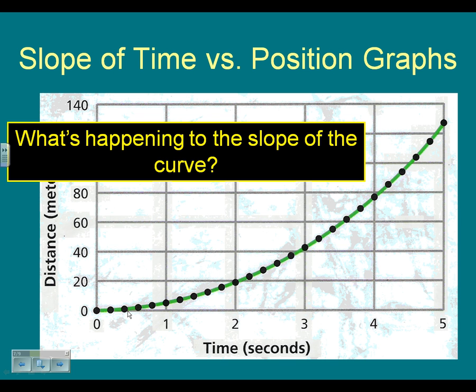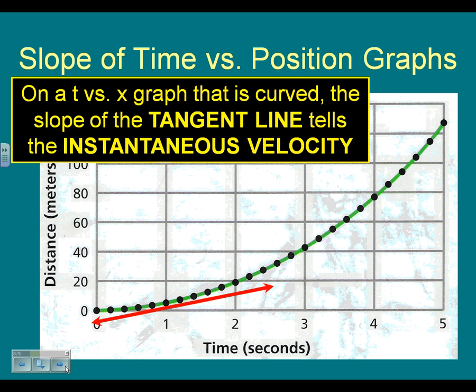A tangent line is a line that hits a curve in one spot and one spot only. So if we take a look at this tangent line, that's the line that's tangent to the curve at that point, and then there's a tangent line at that point, and then there's a tangent line at that point. The slopes of those tangent lines keep increasing. Shallow slope, steeper slope, steepest slope. On a time versus position graph that's curved, the slope of the tangent line tells us the instantaneous velocity.